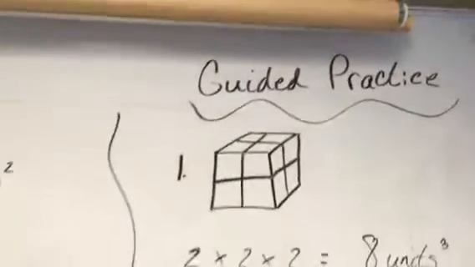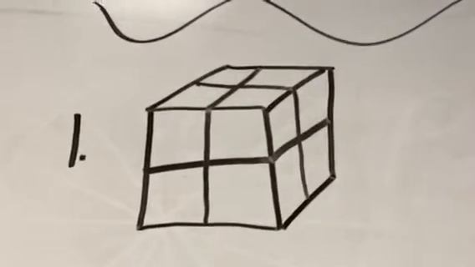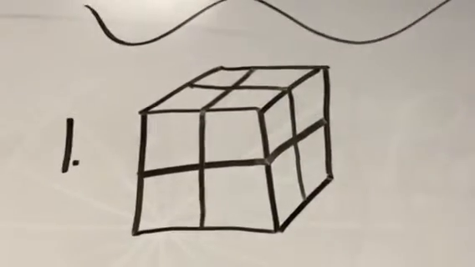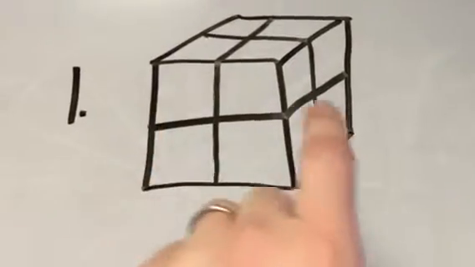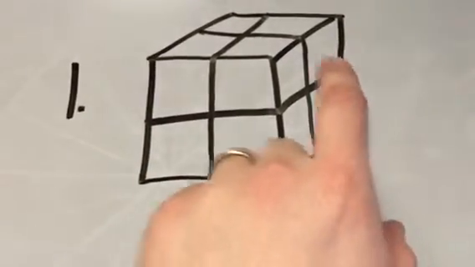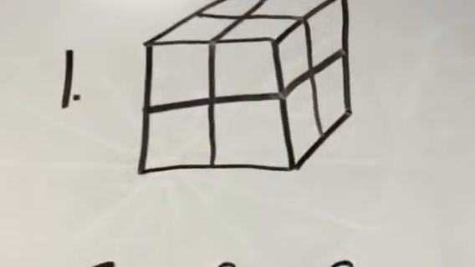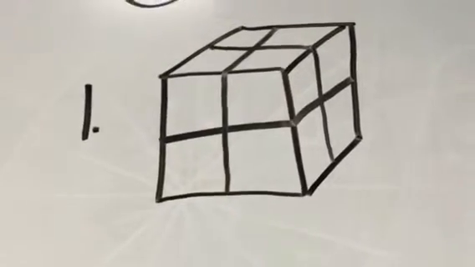Let's take a look at the guide to practice. For number 1, it gave us this picture and asked us to find the volume. We can do it a couple different ways. We could count the boxes: 1, 2, 3, 4, 5, 6, 7. We have one hidden. We have to realize that there's 8 there and that there is one hidden. So maybe counting the boxes wouldn't be the best option.